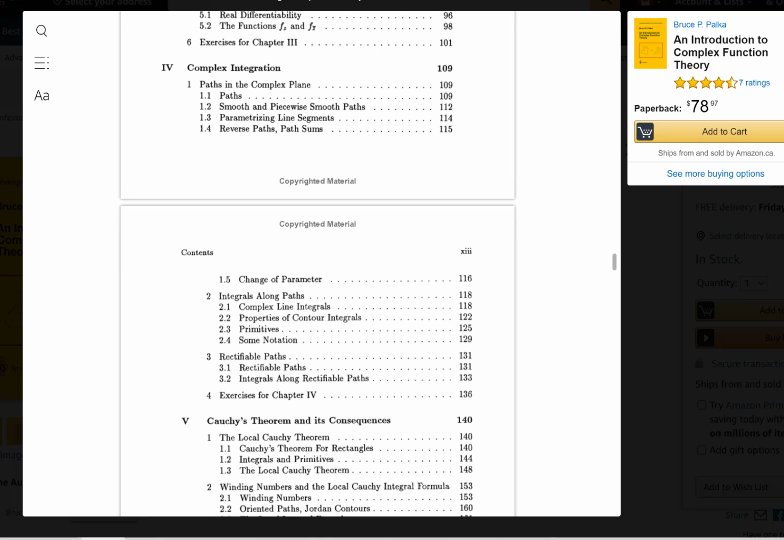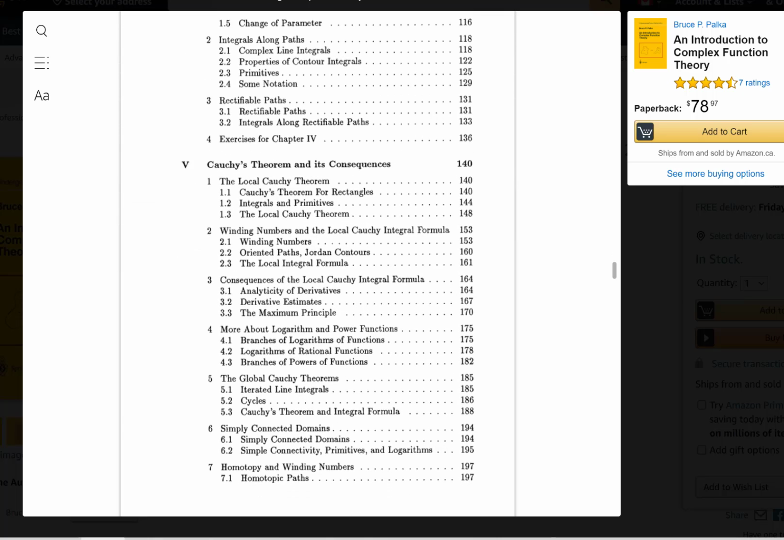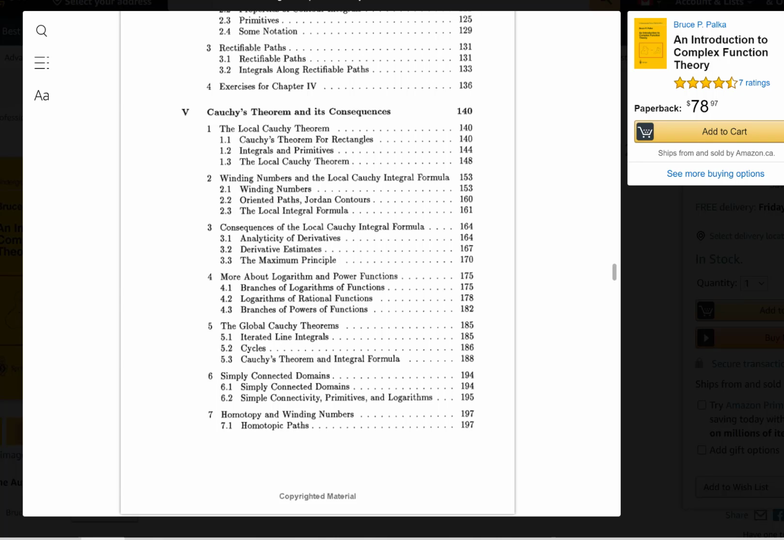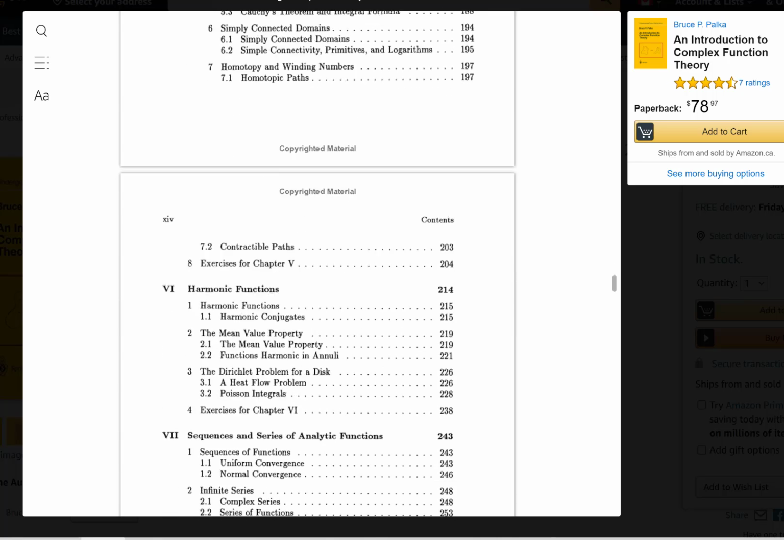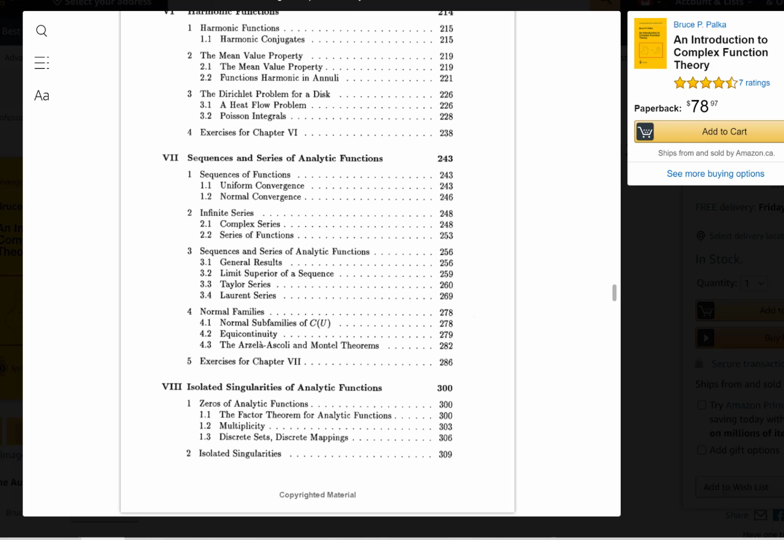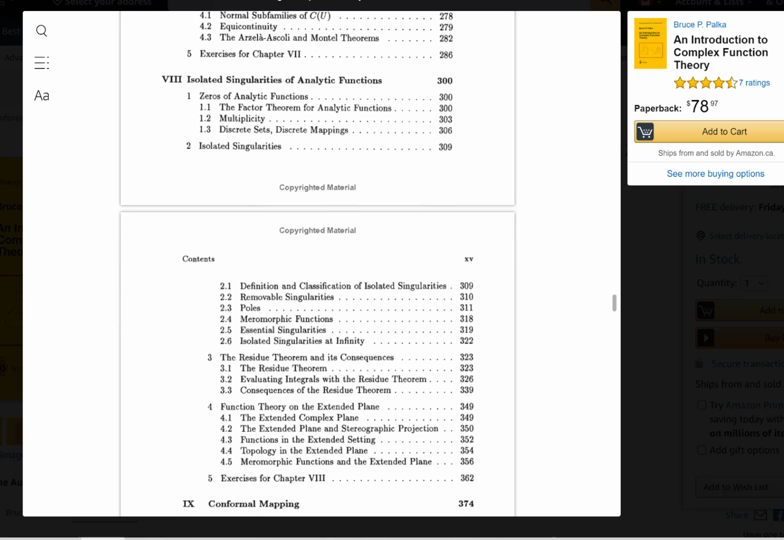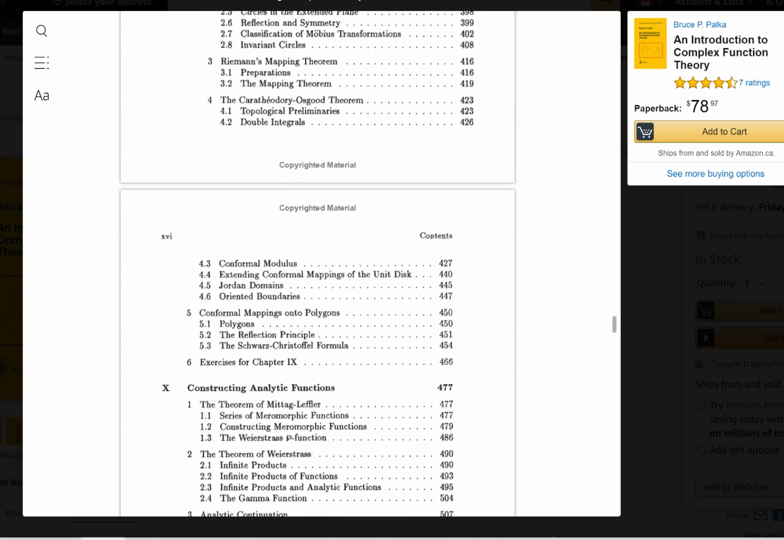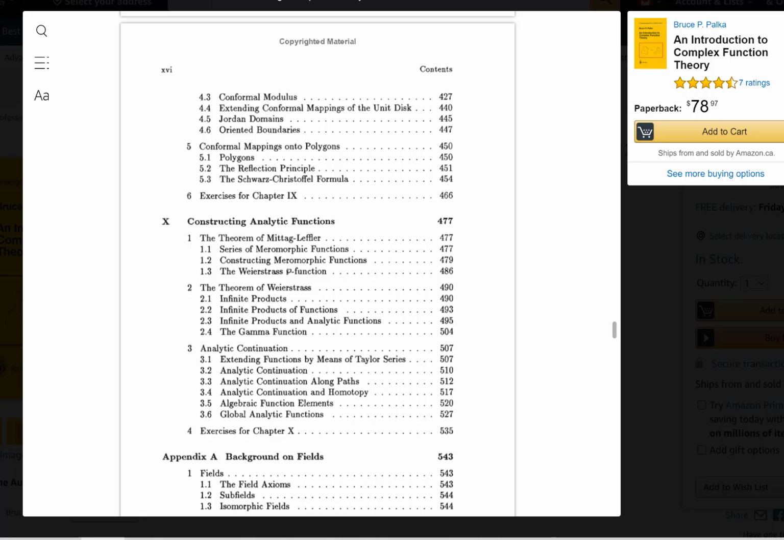We then go on to complex integration and Cauchy's theorem and its consequences. And in this course, we do aim to finish the entire book, which is pretty ambitious and isn't typical of a one semester course. Usually a one semester course might end where chapter 5 of this book ends, but we want to continue on and explore harmonic functions, sequences and series of analytic functions, isolated singularities, conformal mapping, and go all the way up to analytic continuation.